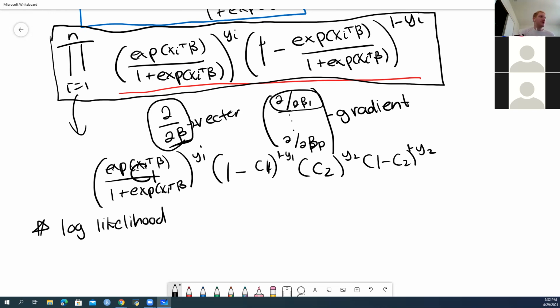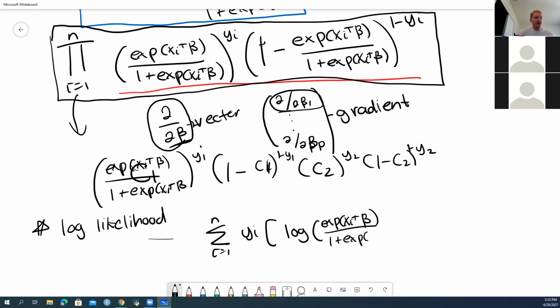So find the log likelihood, which is going to be the sum, because this will be a lot easier when you take the derivative, right? That would be the sum from i equals 1 to n of yi, and then the log of xi transpose beta over 1 plus xi transpose beta, plus 1 minus yi log, and I'm just going to call this ci again, to be slightly quicker.